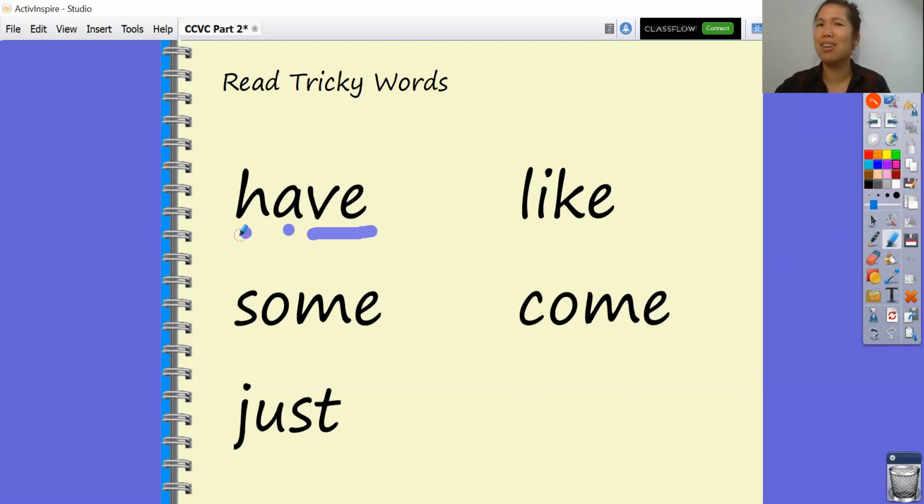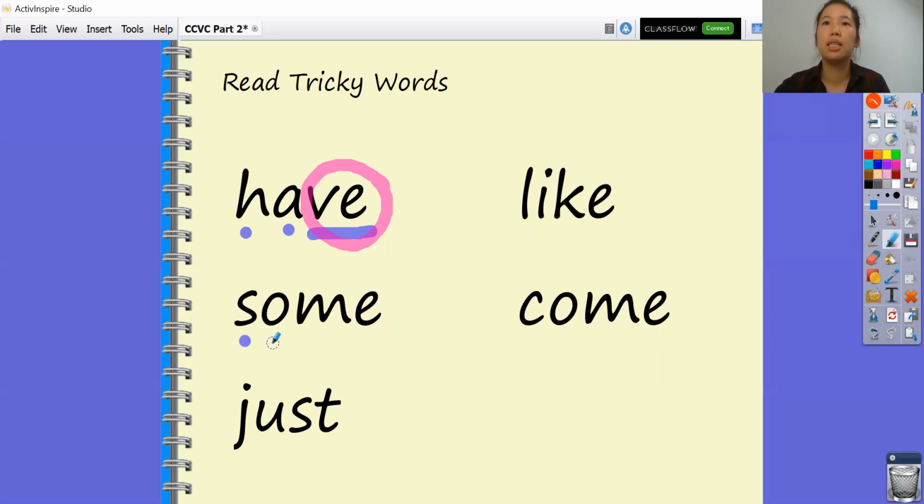Is it the h bit? No. The a? It's the v part. So the v also has an e at the end, but we don't say the e sound. We just say v, have, have. Okay, so that's a tricky bit. Let's have a look at the next one.